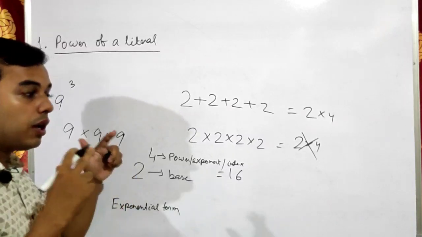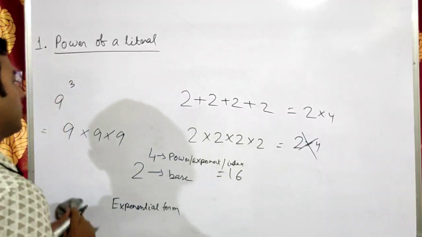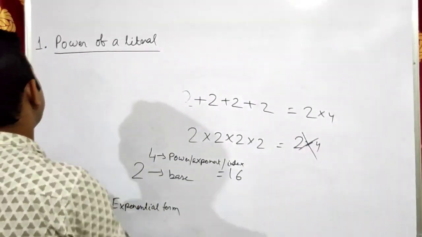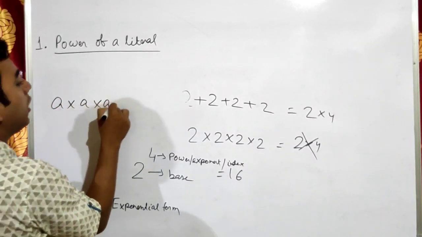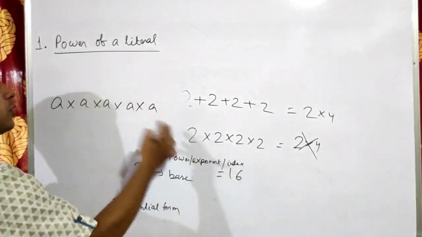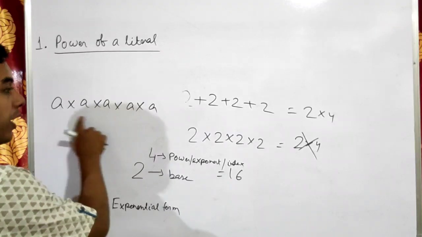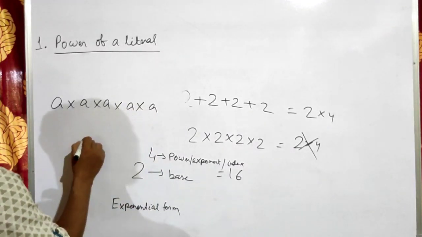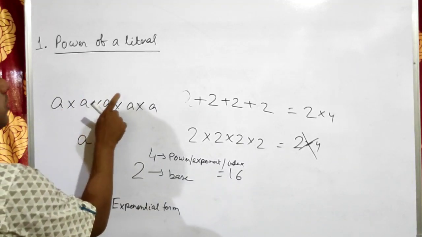Letter. So we have to take letters. If we take any letter, for example A, and A is multiplied many times, let's look. A into A into A into A into A. Same like this we have to express this in the exponential form also. Here which letter is multiplied? A is multiplied. How many times is it multiplied? 1, 2, 3, 4, 5.